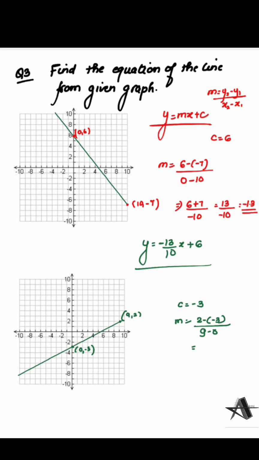Whenever there is a negative sign outside the bracket, it will get multiplied. So this would be 5 over 9 as the gradient, and c is the y-intercept. Put in the formula, y equals mx plus c, so y equals 5 over 9 x minus 3. This is the final equation of a straight line.